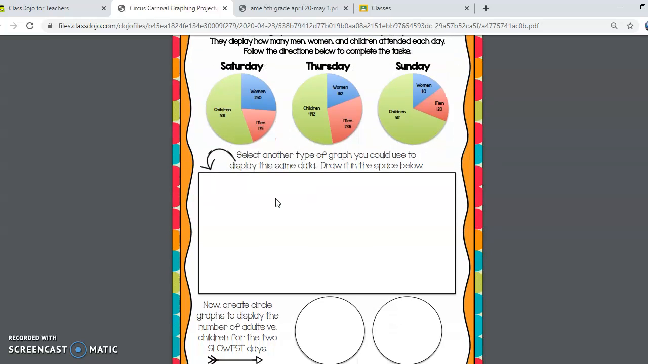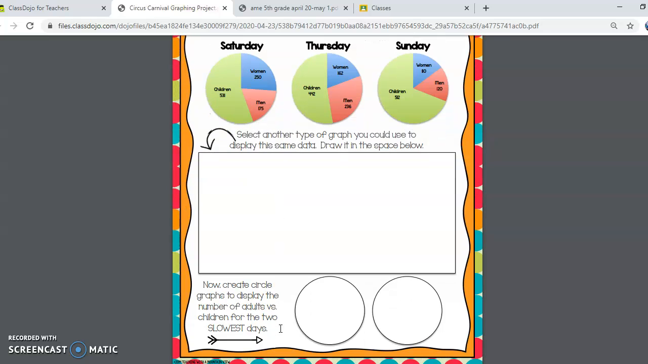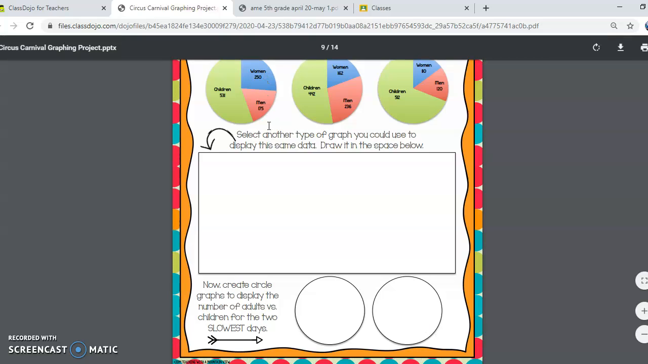So you are to make another type of graph you could use to display the same data. You could do this as a line graph if you wanted to do it as a bar graph. Whatever works for you is fine by me. Just make it easy on yourself and make sure the data is reflected appropriately. Okay. Now they want you to make 2 circle graphs to display the number of adults versus children for the slowest 2 days. So you'll just combine your women and men to make the adults.